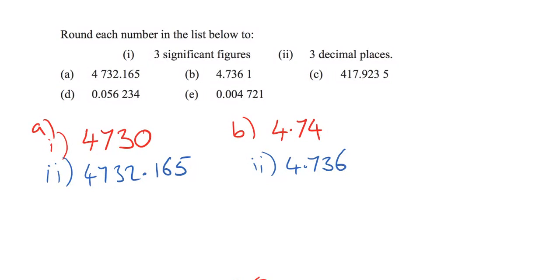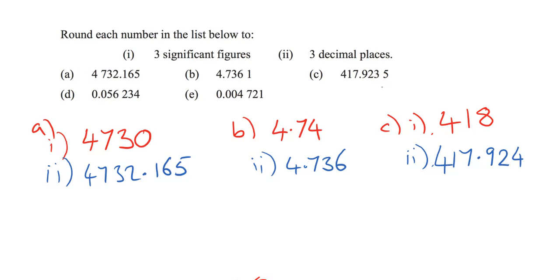Okay, for C, well, to 3 significant figures, that is going to be 418, because I'm closer to 418 than 417, because I've got a 9 there. And just like with decimal places, I'm rounding up. Part B, to 3 decimal places, well, this would be 417.924, because this 5 means I need to go up to 4 rather than down to 3, and that is why we have a 4 there at the end.